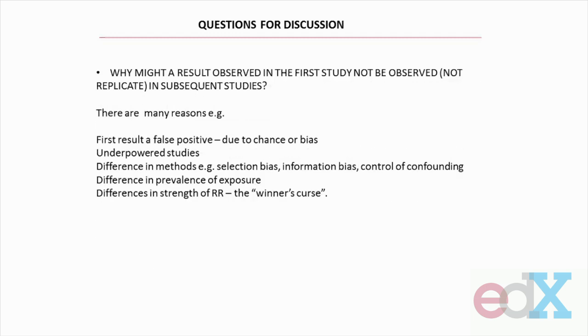So the next slide, you'll have noticed in the studies that contributed to this genome-wide association study that not all of the studies initially saw the same variant as even nominally significant at the 0.05 level. And so again, a very generic question in epidemiology, not at all unique to genetic epidemiology, is why might a result observed in the first study not be observed, in other words, not replicate in subsequent studies? So actually there were a lot of answers on the discussion board, and most of them are correct, because there are many, many reasons for this.